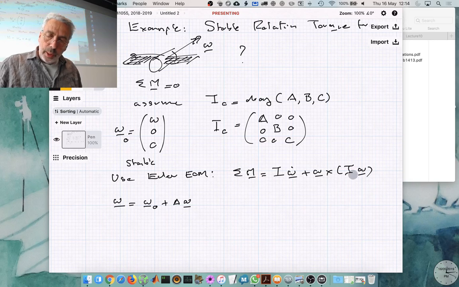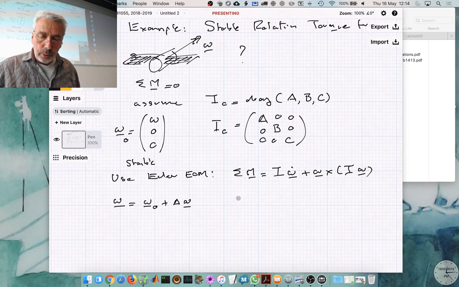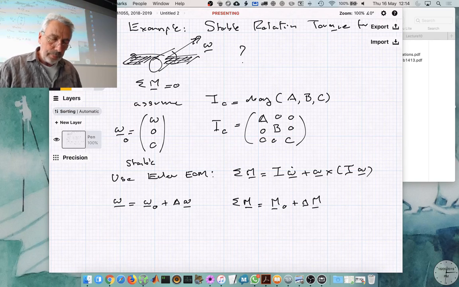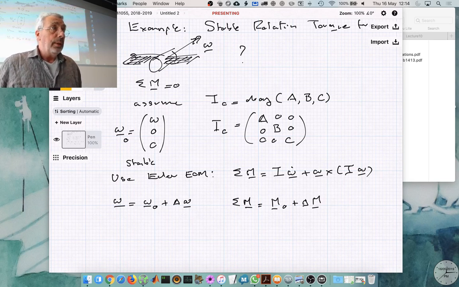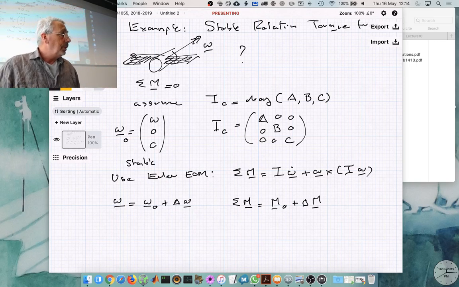Likewise, for the torque, we say, oh yeah, so the sum of the applied torques is the initial torque plus the changes in the torques. And the mass moment of inertia is what it is, right? There's no change in that. That's for a rigid body, that's a constant thing.